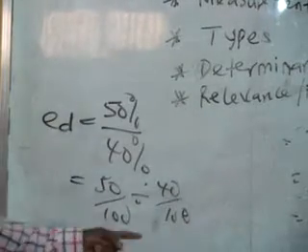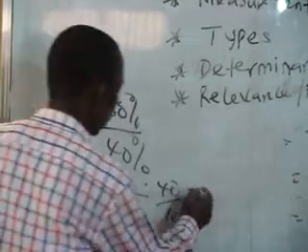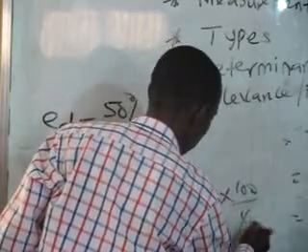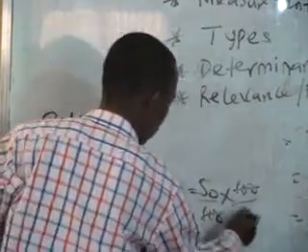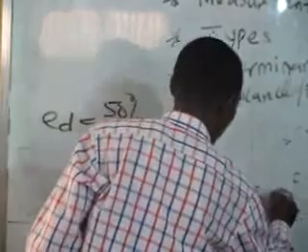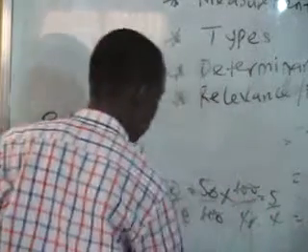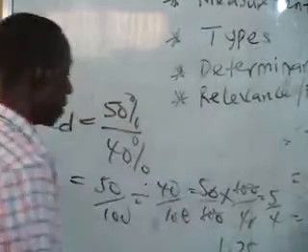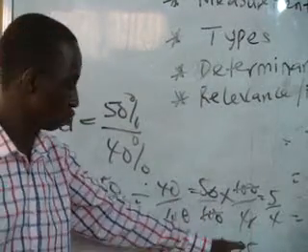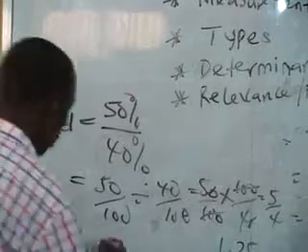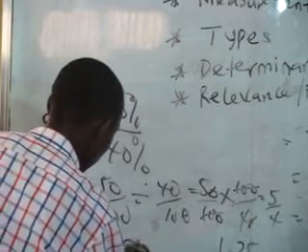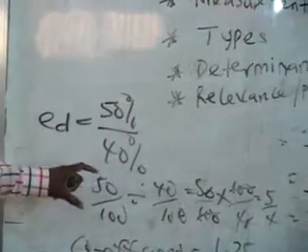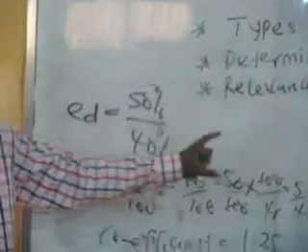Then you convert your division to multiplication. So you are going to get 50 over 100 times 100 over 40. So you cut here, you cut here, you cut here, you cut here. You are left with 5 over 4, which is 1.25. So our elasticity of demand is equal to 1.25. We actually call it the coefficient. The coefficient of elasticity of demand is equal to 1.25. That's the final answer. So this is how to calculate elasticity of demand.